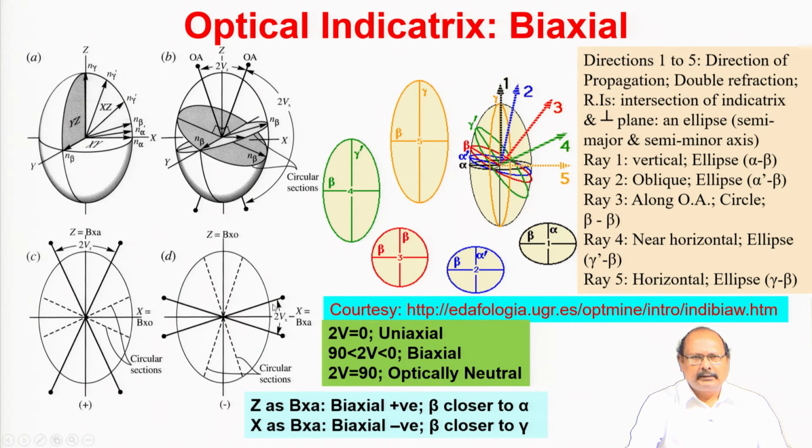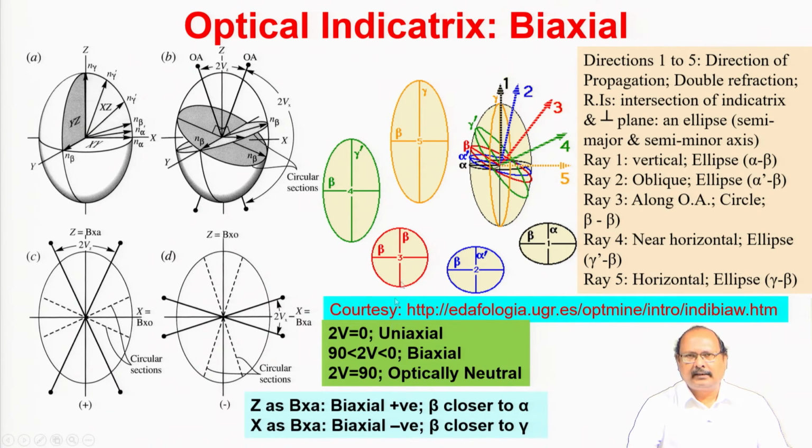But when the acute angle is bisected by the X vibration direction, that means X is the BXA, then we call this biaxial negative, and in that situation beta is closer to gamma. Now, depending on the value of 2V, when 2V is equal to 0, then you have only one optic axis and that is uniaxial, and for biaxial the 2V value will be between 0 and 90 degrees. When 2V is equal to 90 degrees, we call this optically neutral.